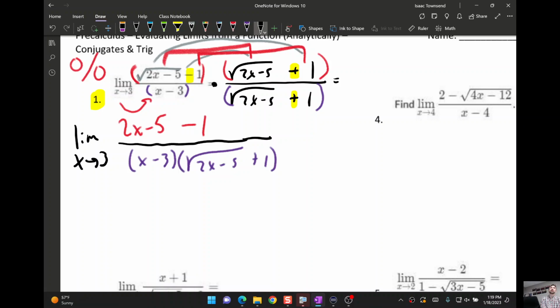So if you did the conjugate correctly, and you multiplied your fractions correctly, you should have gotten to this step. So before I ask you to try to finish it, what else could we maybe do to the numerator?